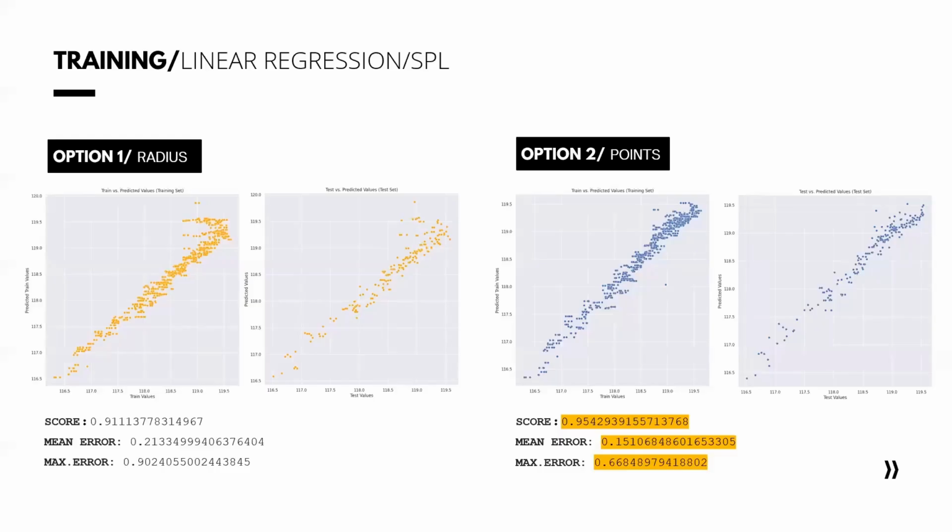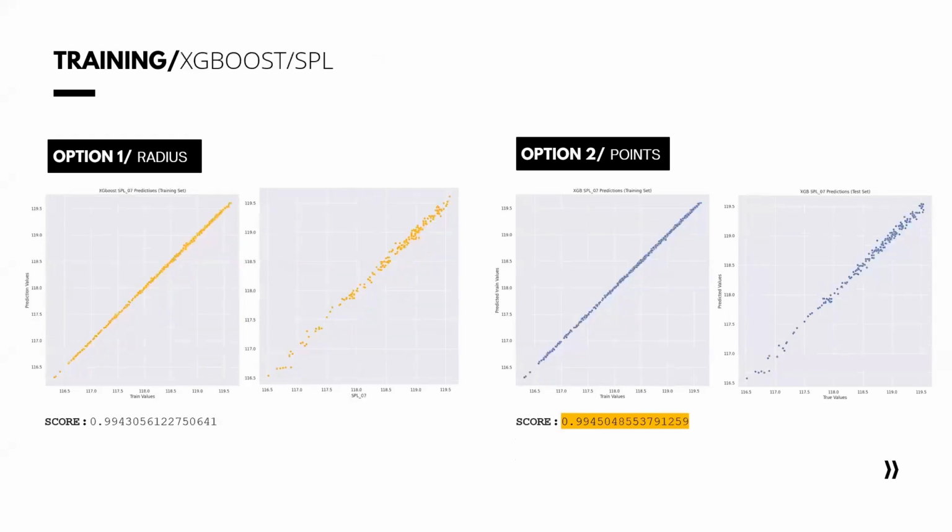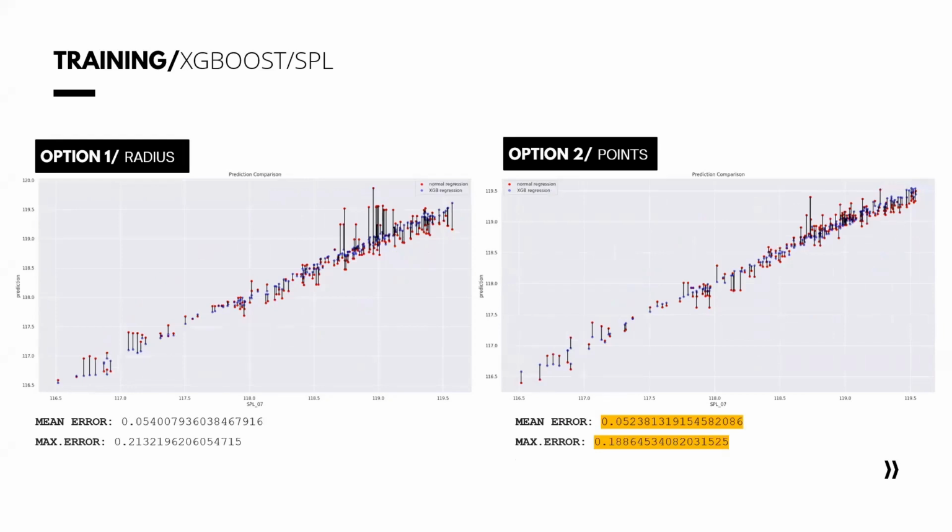Using the linear regression model, the point option scored a bit higher than the radius, with a score of 0.95, 0.15 for the mean error, and 0.66 for the maximum error. Going next to the second model, which is the XGB, both show better scoring than the linear, with the point option still a bit higher than the radius, with a score of 0.994, mean error 0.05, maximum error 0.18. Here you can see the difference between the linear prediction and the XGB prediction.